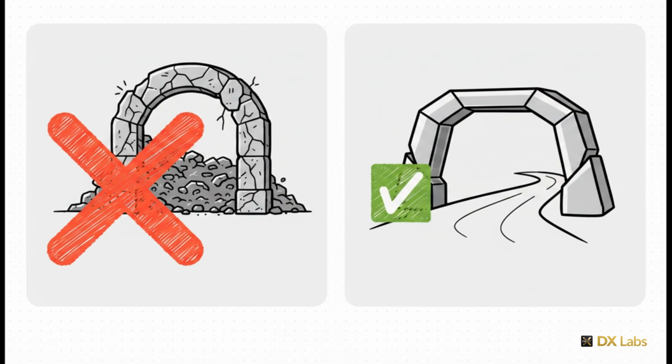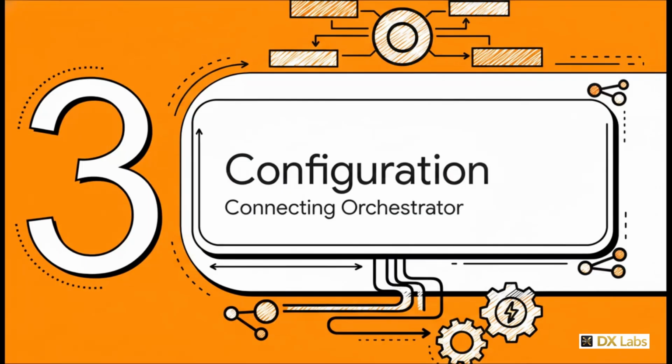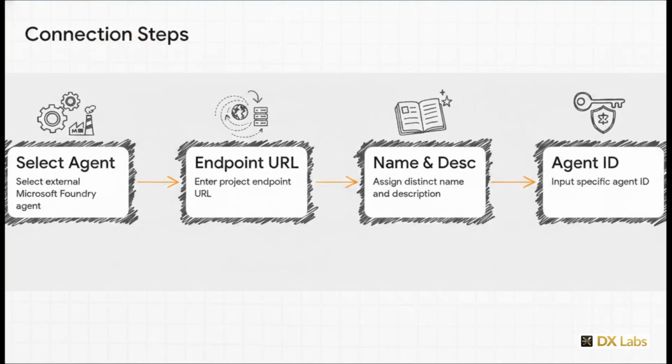Let's look at the actual implementation steps. Let's get into Section 3, Configuring the Orchestrator Connection. All right, here's the connection logic block you'll need to follow. You start by selecting the option to connect an external Microsoft Foundry agent. Then, you'll enter that project endpoint URL, assign a distinct name and description, and input your specific agent ID.